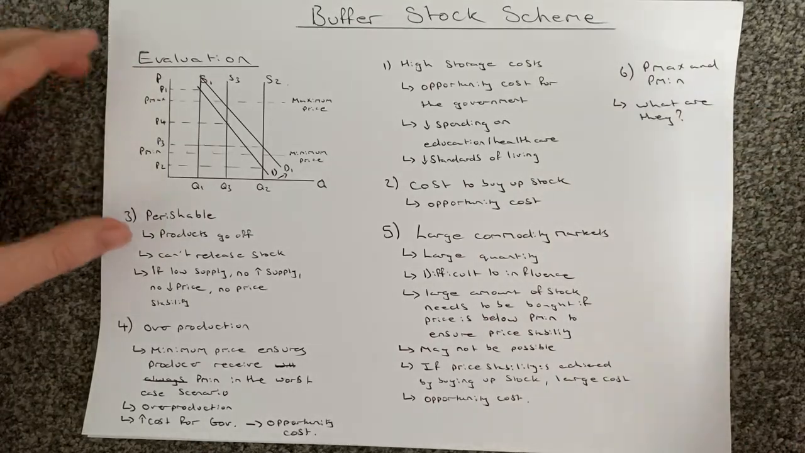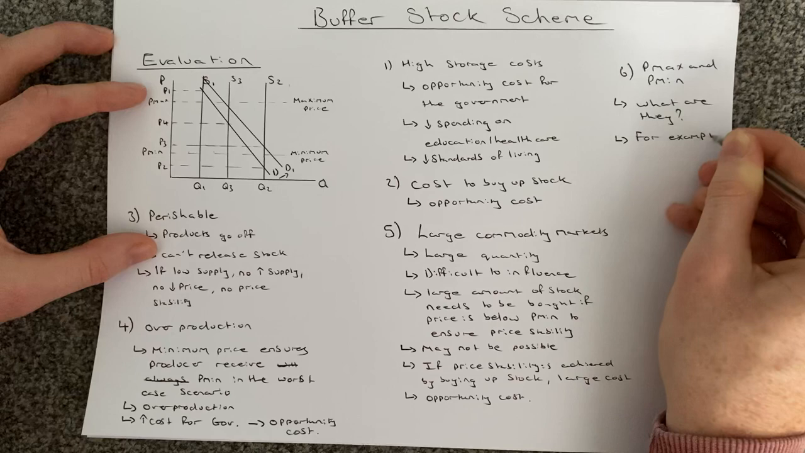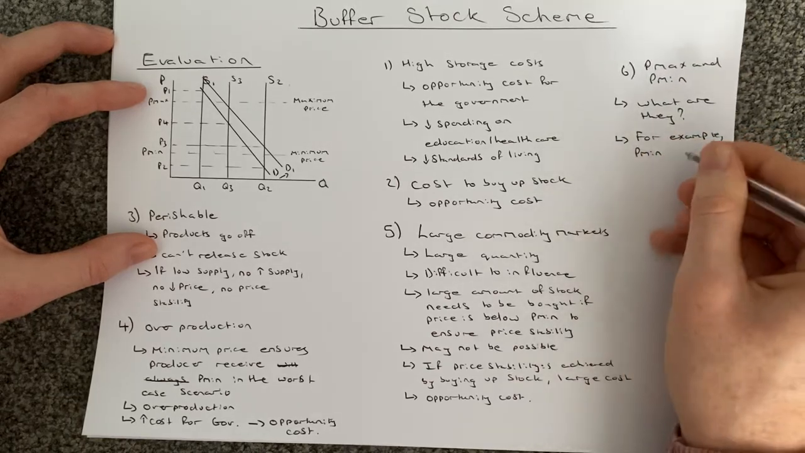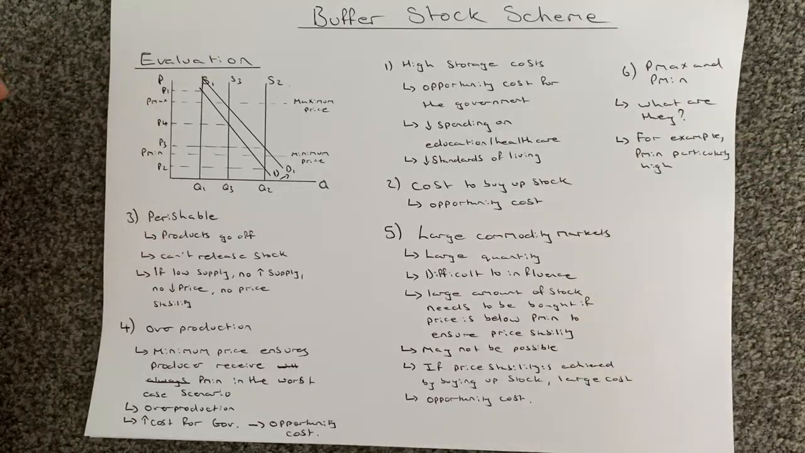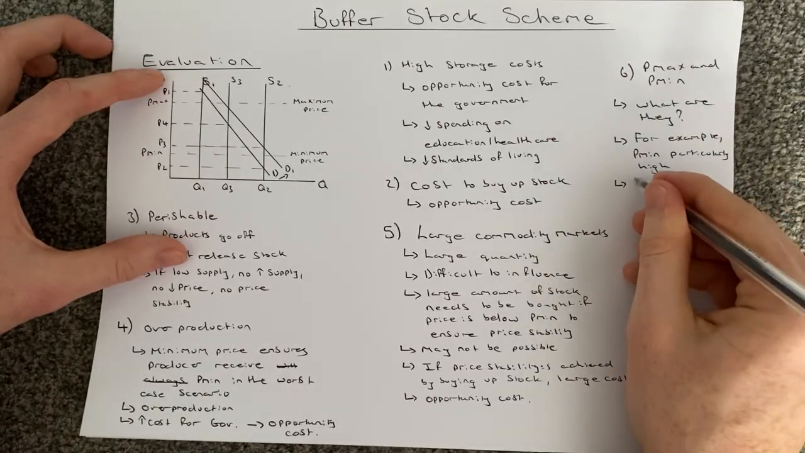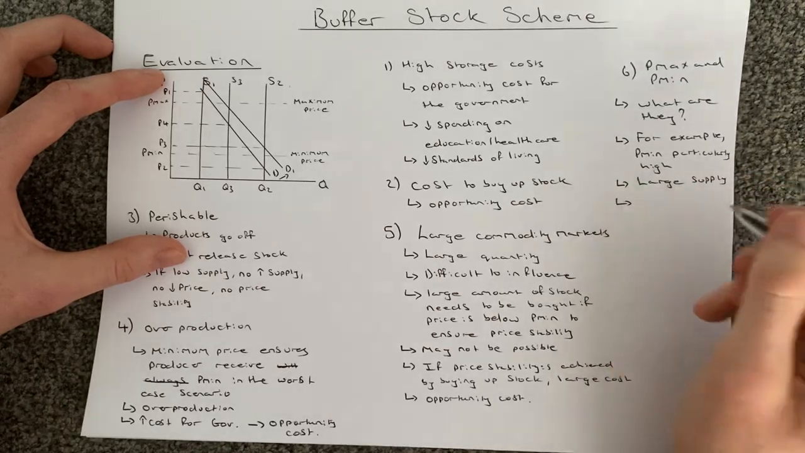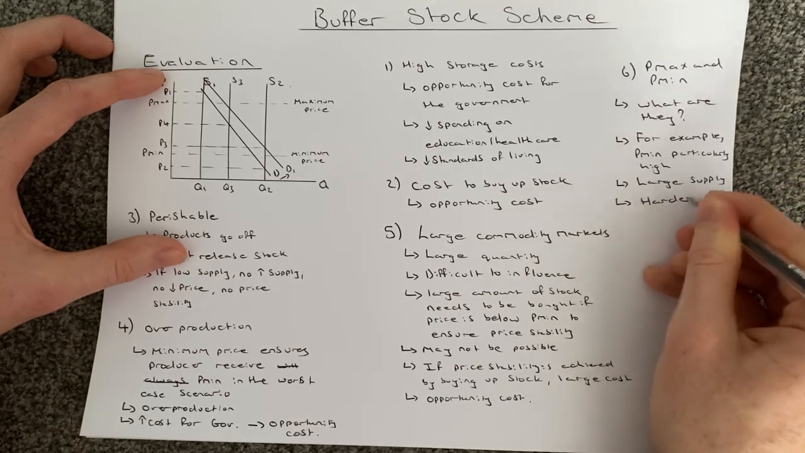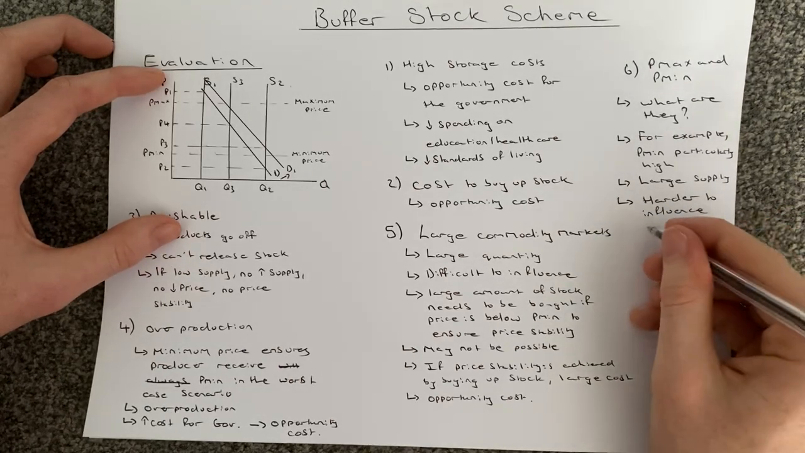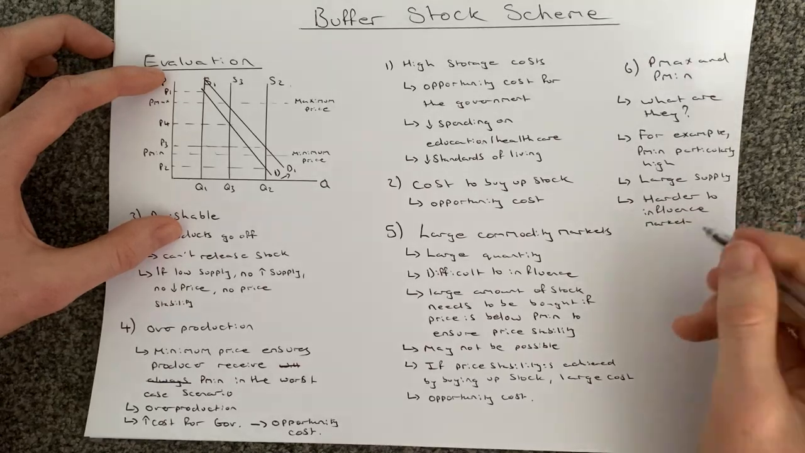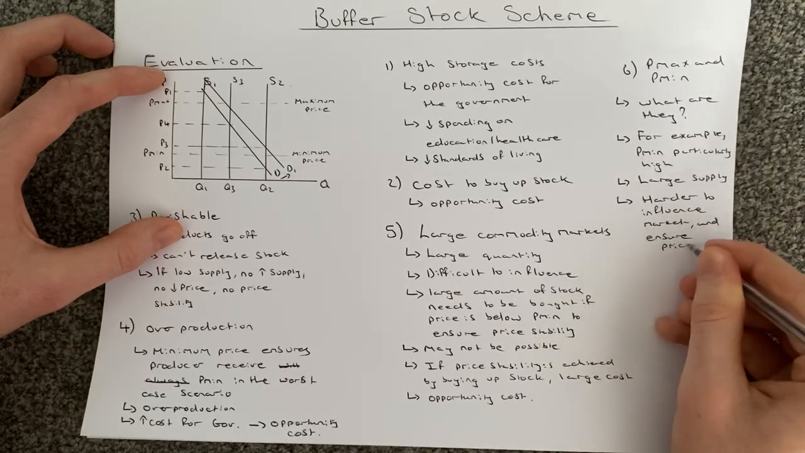So, for example, if Pmin is particularly high, so if a minimum price is particularly high, obviously if there is a large supply, again that large supply is going to mean it's harder to influence the market and ensure price stability.